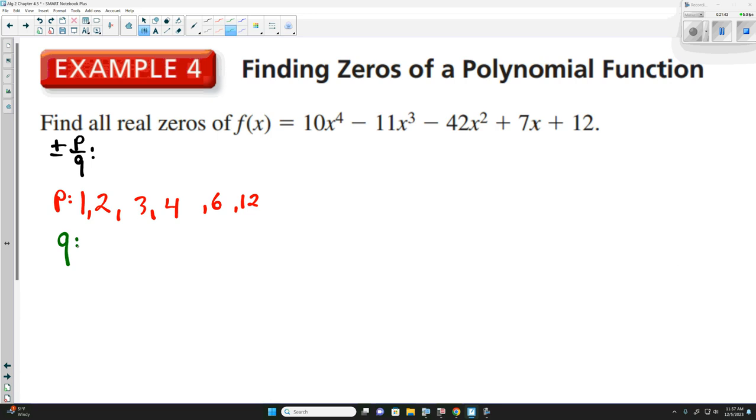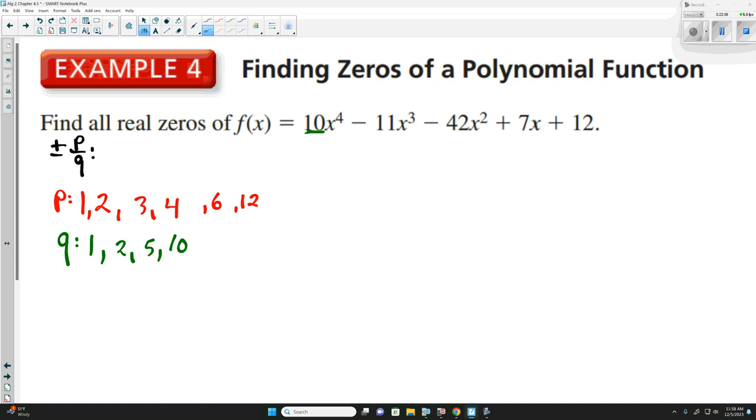Q, factors of the leading coefficient. We're looking at factors of 10. And that's it. Questions on how we found factors of P, factors of Q, values of P and Q?